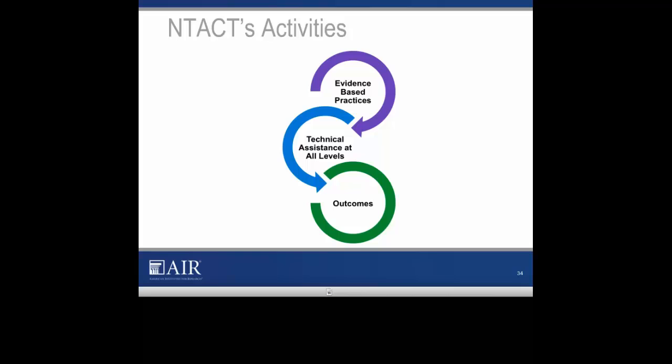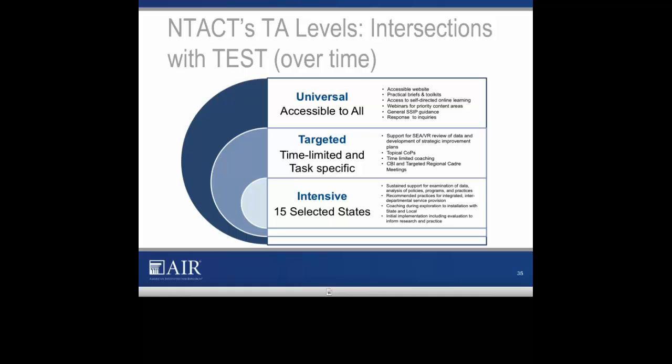So these are the kinds of things that INTACT does for all of the departments of education that affiliate with them. They provide intensive technical assistance to 15 selected states. They are targeted states. That means that based on data that they obtain from the states, their technical assistance is time limited and task specific. And then finally, they provide materials and curricula universally through their website and through webinars and other kinds of guidance on a national level. So they were a very perfect partner for us to scale up our efforts from local, state, and local implementation to a national audience.